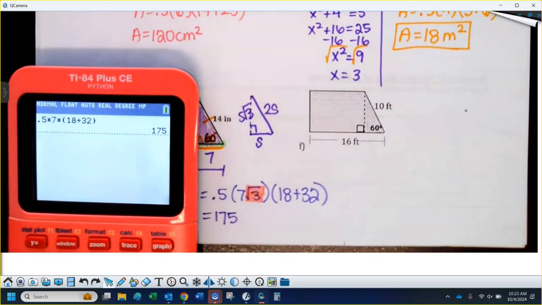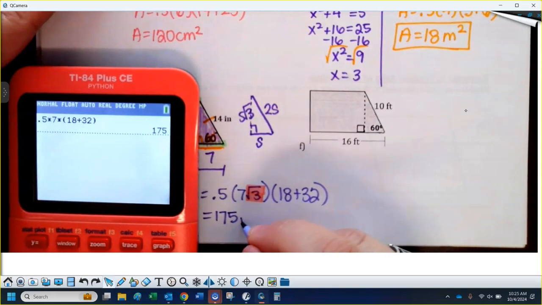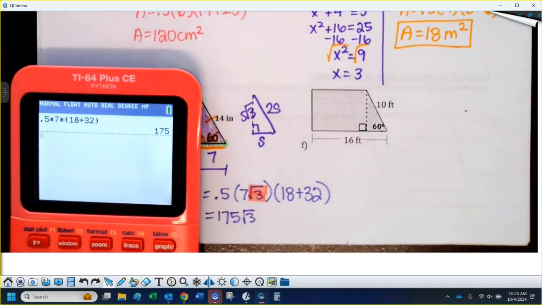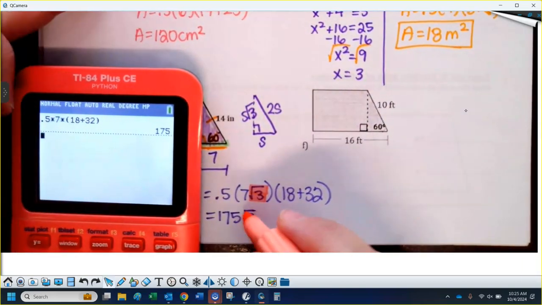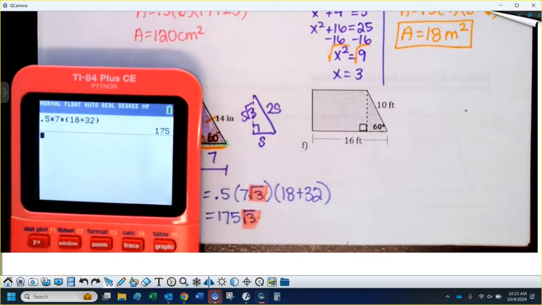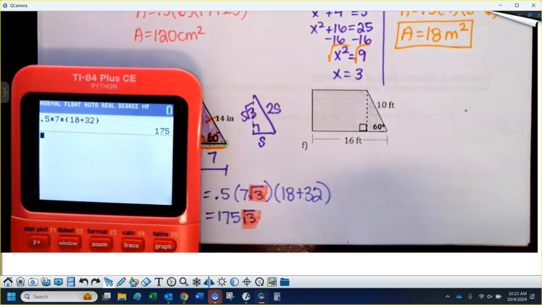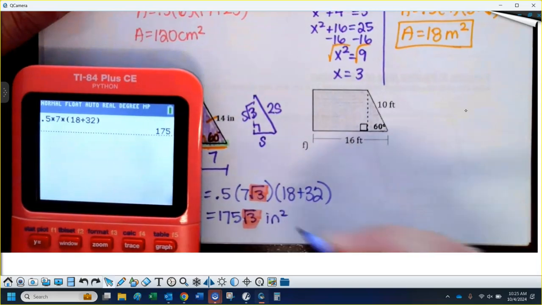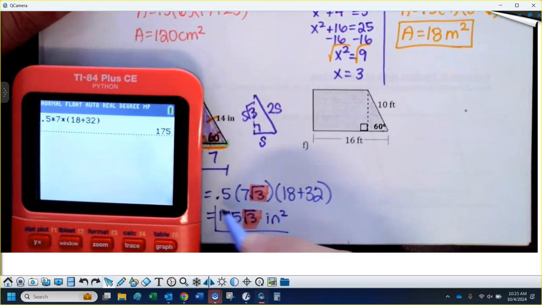Then all you have to do to leave it in radical form is just put that radical 3 next to that. You just don't involve that as you do the process. Just put the radical 3 back in at the end, and that's in simplest radical form. This guy was in inches, so we're going to write inches squared here for our area.